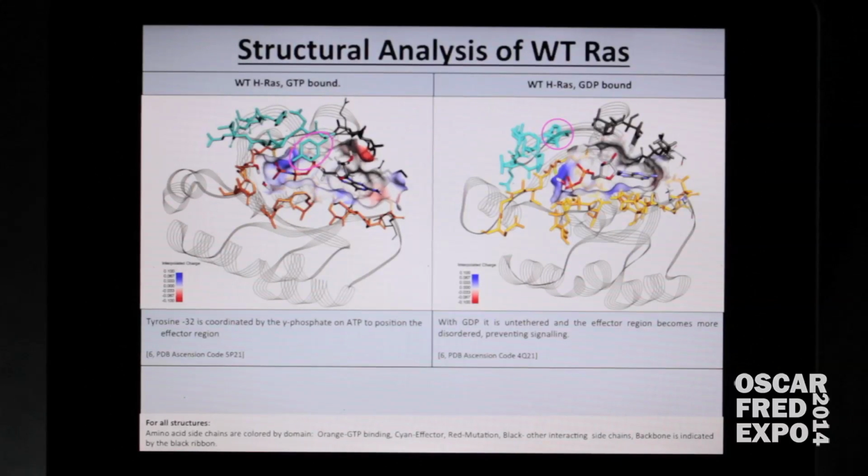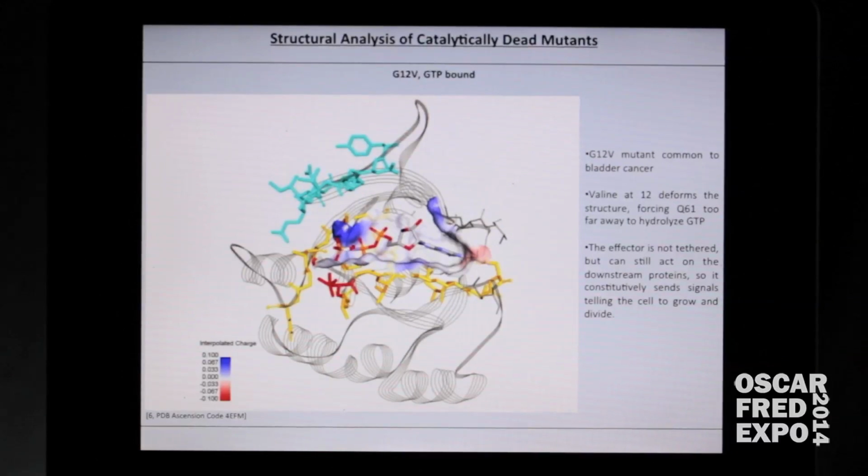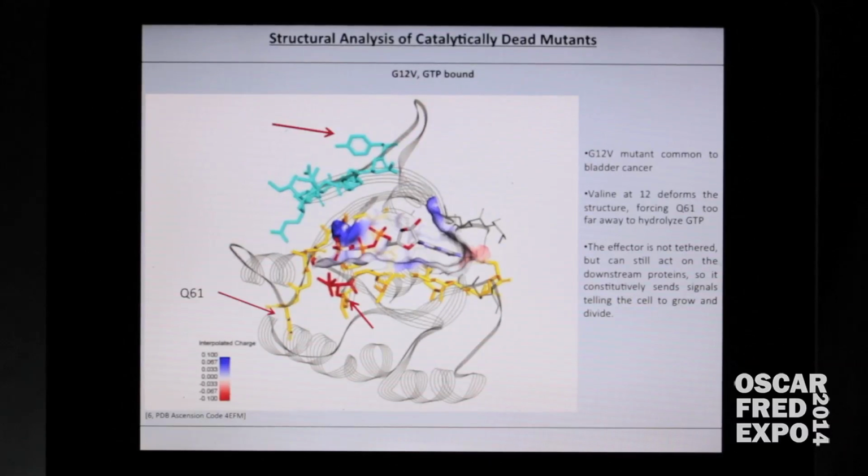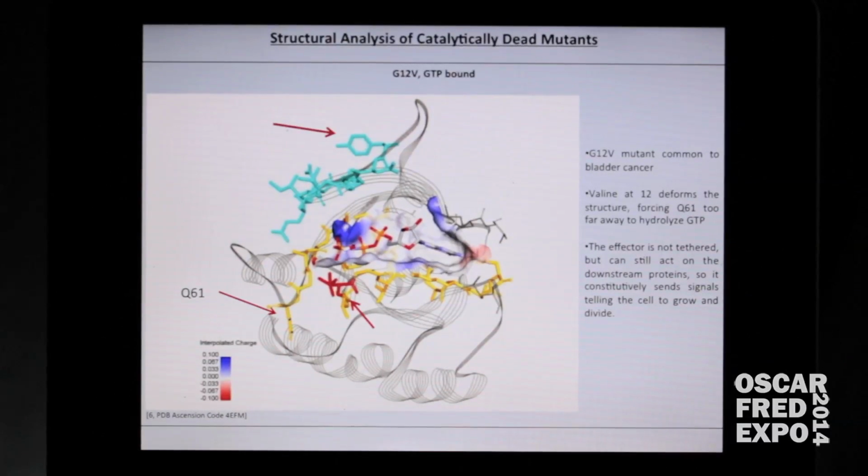the normal function. When we look at catalytically dead mutants, what we see is that mutated amino acids deform the structure. Here we have a valine at position 12 instead of the normal glycine, and this deforms the structure such that the glutamine at 61 is pushed too far away to hydrolyze the GTP. The tyrosine in the effector region is no longer tethered to the gamma phosphate, and so while it is still ordered and signaling, it cannot be turned off.